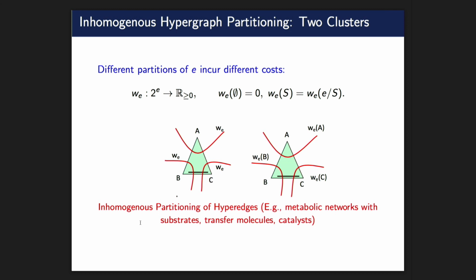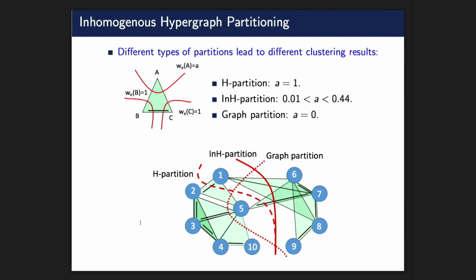So if you cut the hyperedge, this triangle, by putting A in one cluster and B and C in another cluster, you should get a different penalty for the clustering algorithm as opposed to when you put B and A in one cluster and leave C in another cluster. So this notion can be shown to give very interesting results, because you can run it on some very straightforward examples like this graph and see that inhomogeneous partitioning, homogeneous partitioning of hyperedges, and just plain vanilla graph partitioning give you very different results.